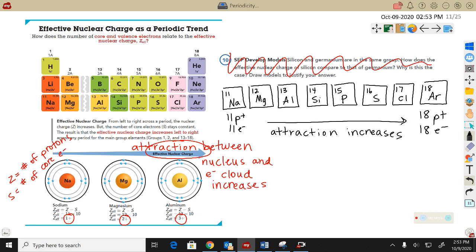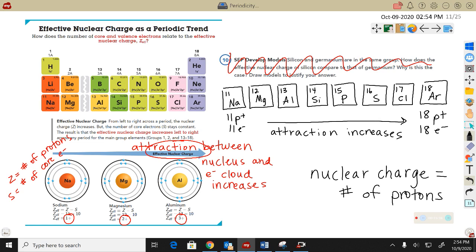I mean, if you drop that word effective, nuclear charge just means the number of protons. It just refers to how positive is the nucleus? What's the charge on the nucleus? When you do this effective nuclear charge, that's when we take the protons and we subtract the core electrons. And really then it's kind of a measure of the attraction between the nucleus and the valence electrons. I'm not ever going to ask you to do that.